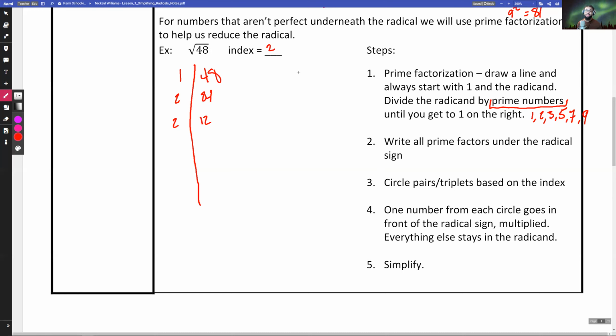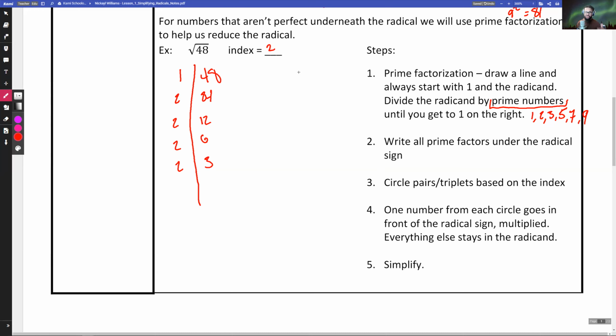And this still isn't 1. It's 12. So what can we do? Divide by 2 again. And then what we're left with is that 6. And then divide by 2 again. And now we've got a 3. And here's where the interesting part is.